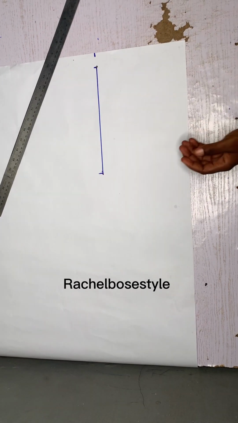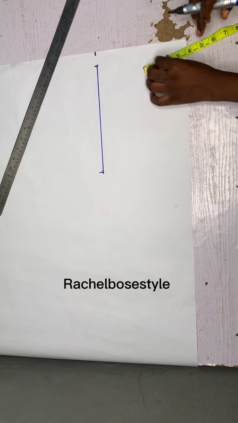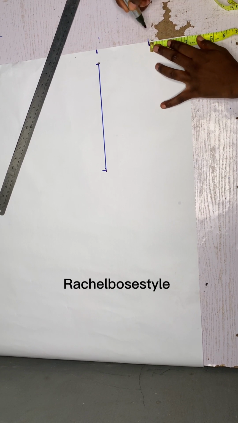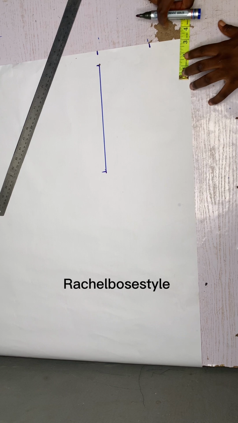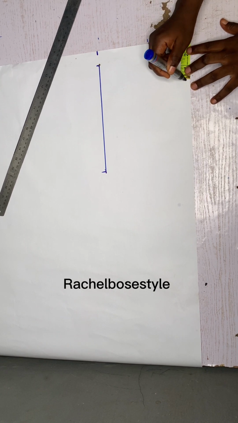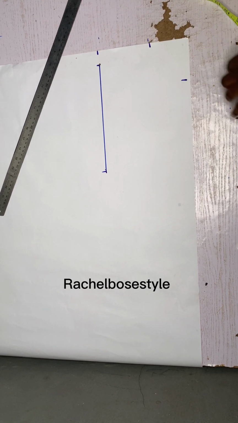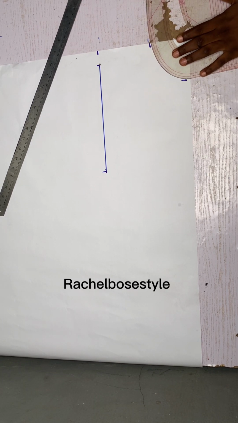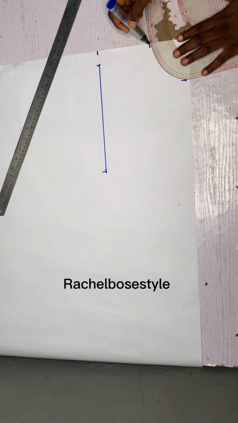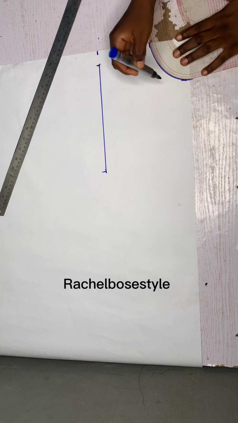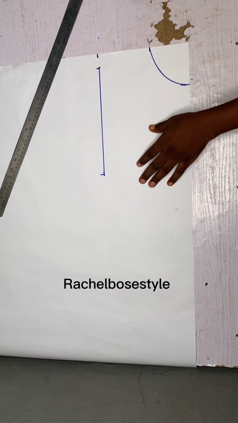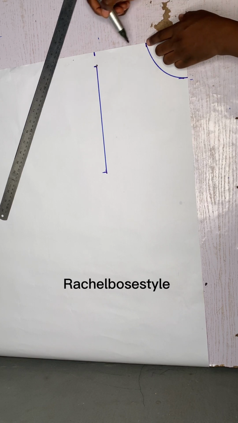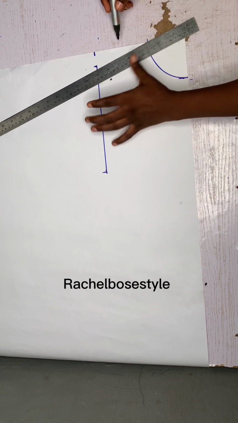Then for my neck width, I measure 3 inches by 3 inches, 3 by 3, and I'll curve that. This is my neck width. So from this point to this point, I rule a straight line.